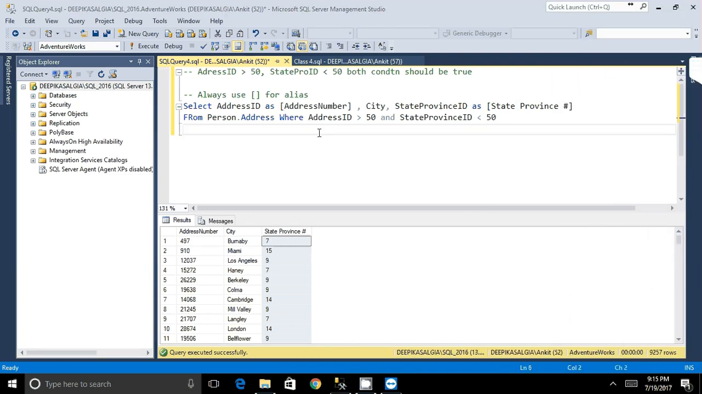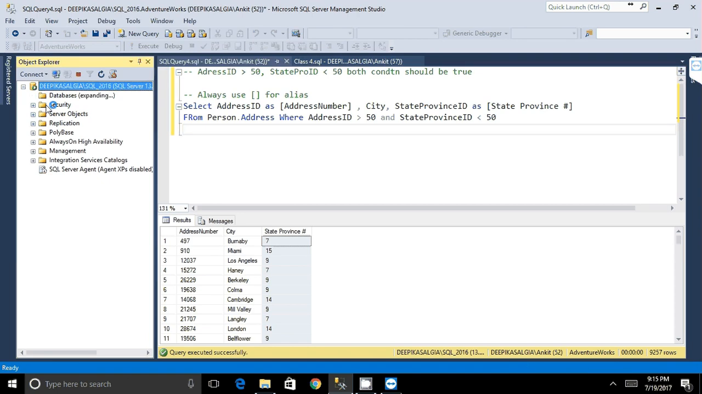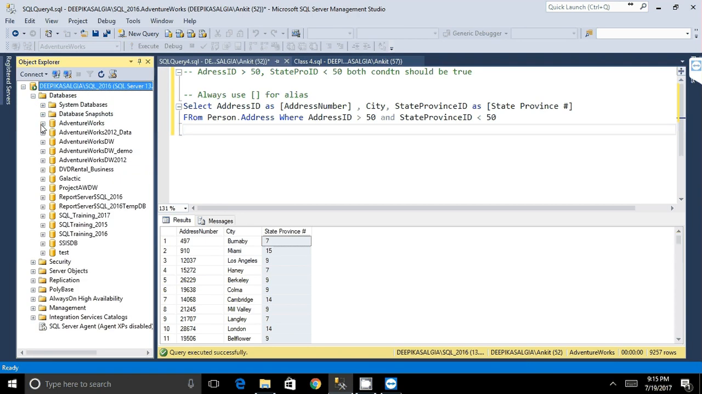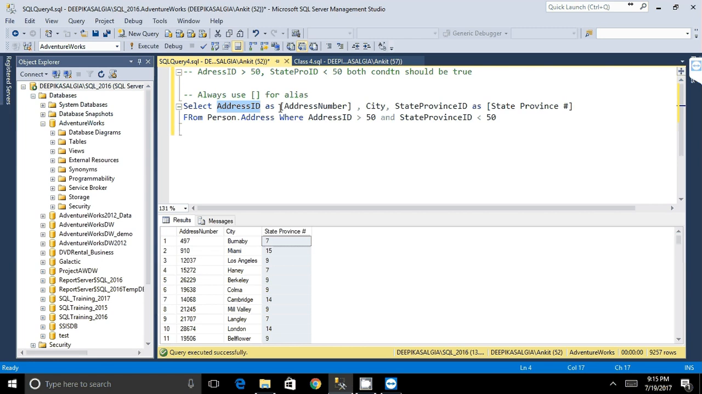So what I was saying is if you have to alias, you put the alias in square brackets. This just changes the column name. That's what aliasing is for. It doesn't actually change the column on the table. The column on the table is still the address ID. This is just for display purposes, so don't get confused.